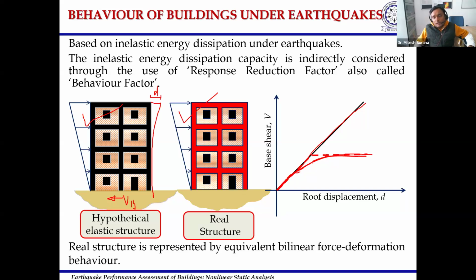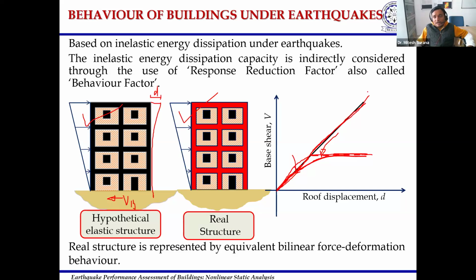To further understand the behavior of the real structure in a more simplistic way, we also try to idealize it by representing its force versus displacement relationship in an equivalent bilinear form. We try to convert this force displacement relationship into two lines, representing the elastic or linear part, and then the elastoplastic part, or depending on the type of structure there can be strain hardening or strain softening. So the real structure force displacement curve will be represented by two lines, and a hypothetical structure which is perfectly elastic, having infinite strength, will be represented by a straight line.